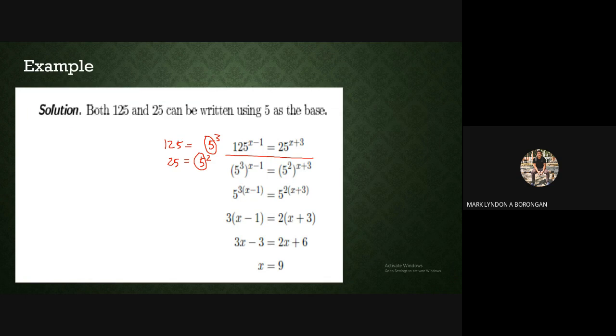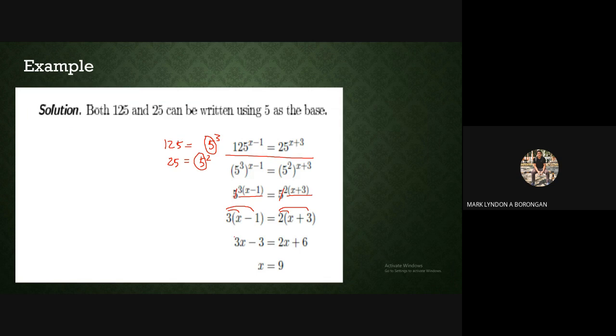So after this, you can now eliminate both fives. The purpose, guys, of making the bases the same is so that you can disregard them. We can disregard them if they have the same bases. So after you disregard them, what remains are the exponents. So you'll have 3 times x minus 1 is equal to 2 times x plus 3. So what do we do? We distribute the 3 and the 2.